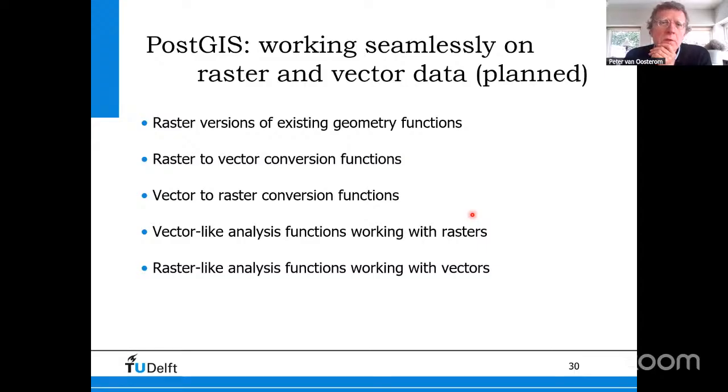PostGIS is working seamlessly on raster and vector data. At least that's the plan. So a lot of functionality that is available for vector is also available for raster. And they have conversions, vector to raster, raster to vector, limited. All the functions that there were for vector data are for raster data, but also the raster data unique functions, they try to make them available for vector data. So kind of integrate, harmonize both types of representations.